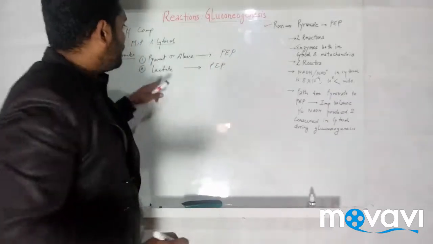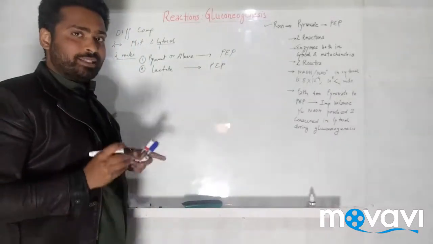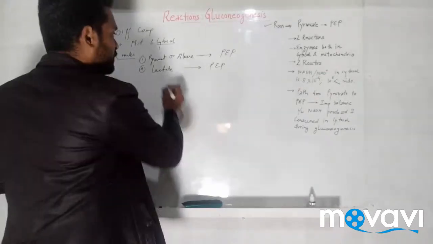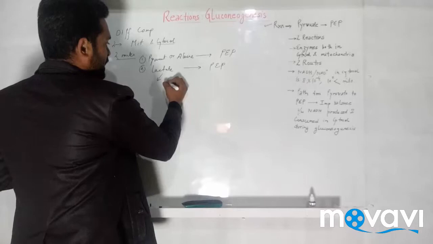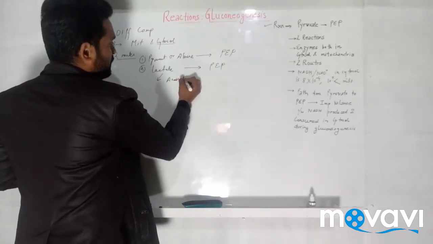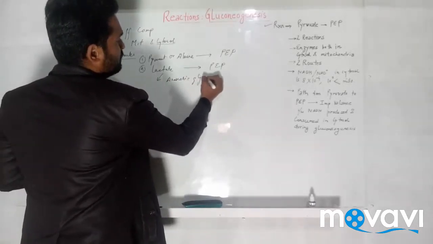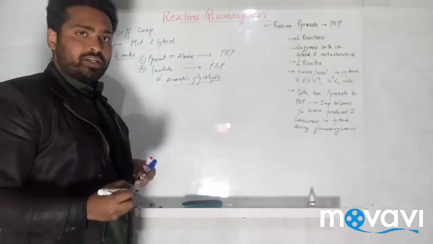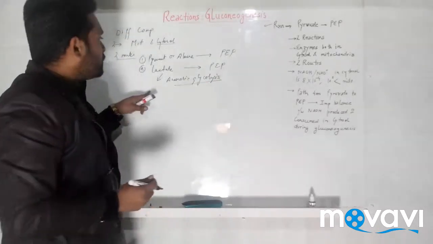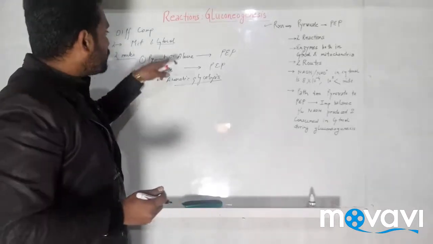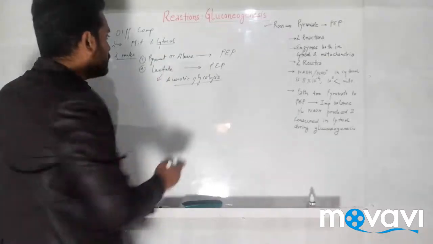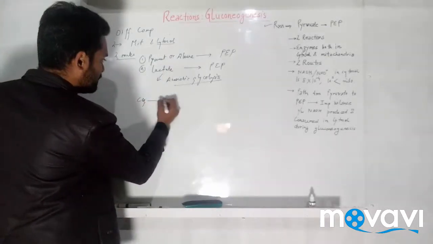is produced from pyruvate when there is a shortage of oxygen. That is referred to as anaerobic glycolysis. If you haven't watched this, you can go and check that video also. So what we are going to use here is pyruvate or alanine. Why pyruvate or alanine? Why not only pyruvate? Because this is our alanine.